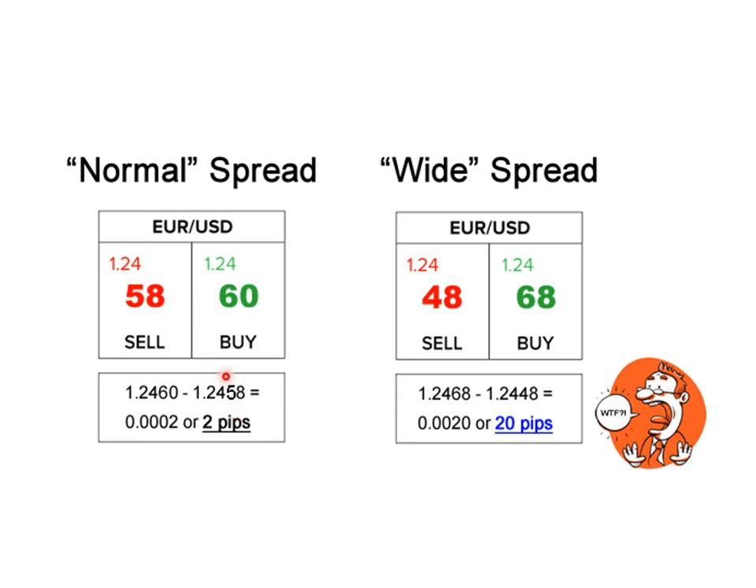So we have just a 2 pips spread, which is quite nice, very little and very affordable. We can afford that transaction fee, right? But if you now look over here, same pair Euro USD, but look at the big difference, 1.2448 and 1.2468. If you subtract these from each other, you're going to get 0.0020, which is 20 pips. This is too much.